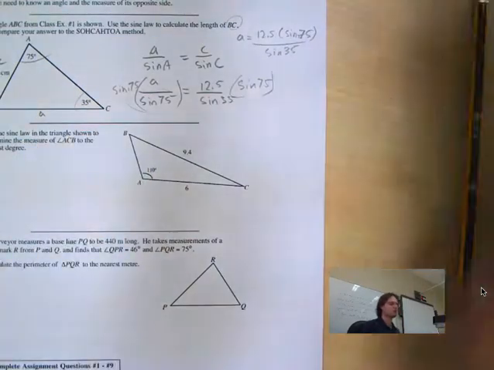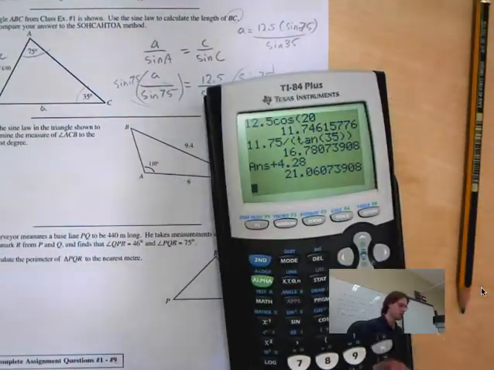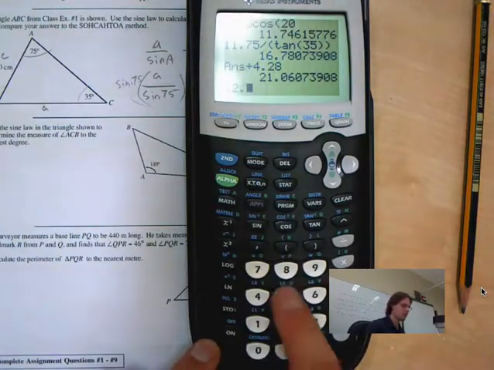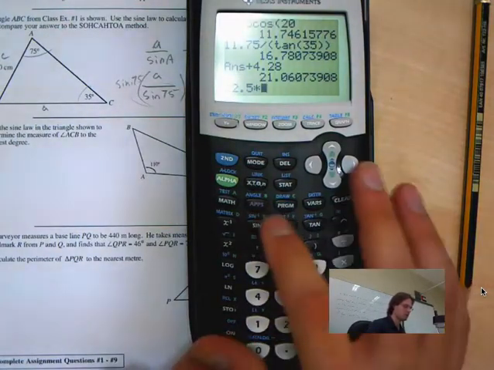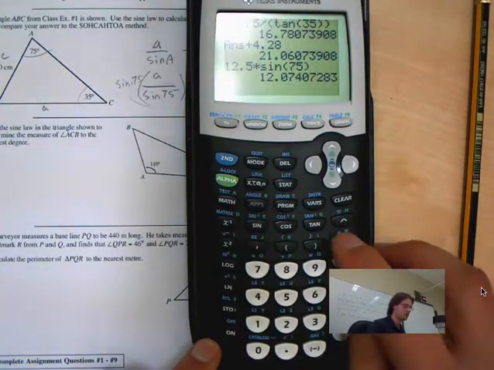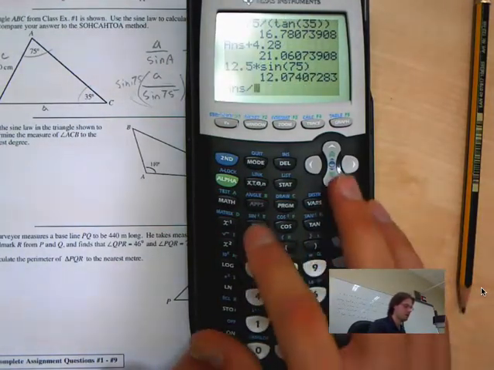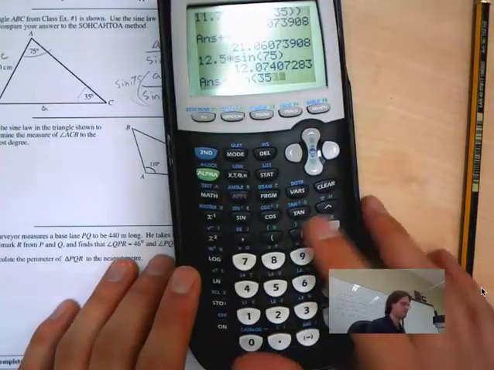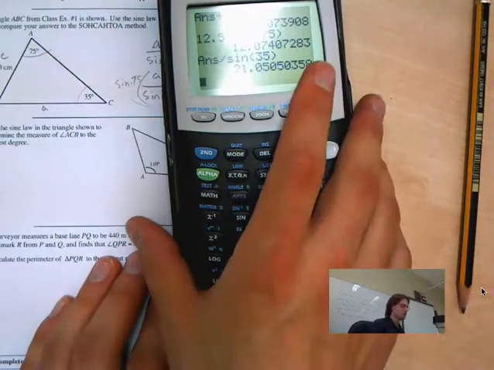Now we're just going to use a calculator and multiply that out. Make sure you can see this all. I have 12.5 multiplied by sine 75, and I'm going to divide this all by sine 35. That's going to give us 21.05.